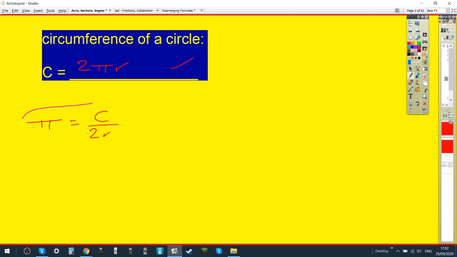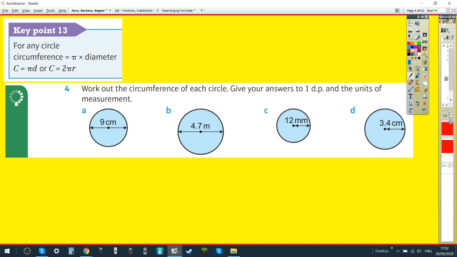Let me move that up there. Okay. 2 times pi times radius, or pi times diameter. All calculator questions. Let's try these.